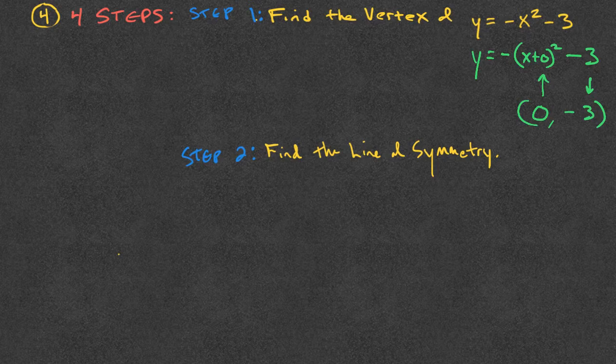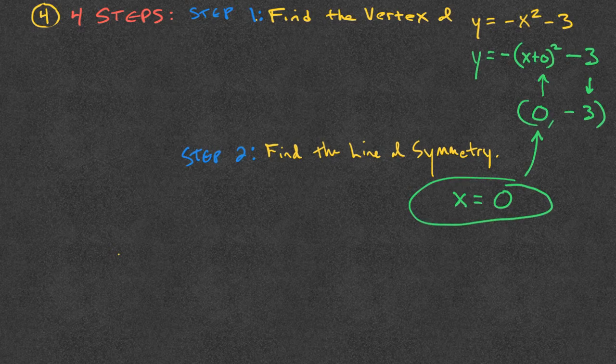Step 2, line of symmetry. Just like the last example, pretty easy. It's just whatever this first value of x is. So x equals 0. And make sure when you enter this into the computer that you put the x, you put the equals, and you put the 0. X equals 0 is the answer. If you just put 0 in, it's going to count it wrong.